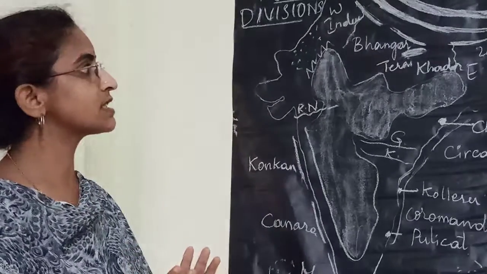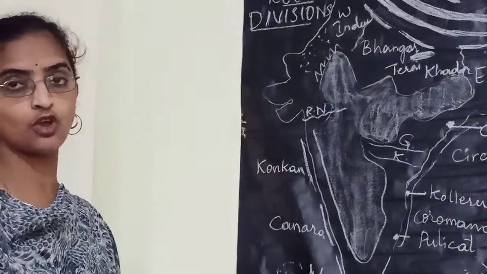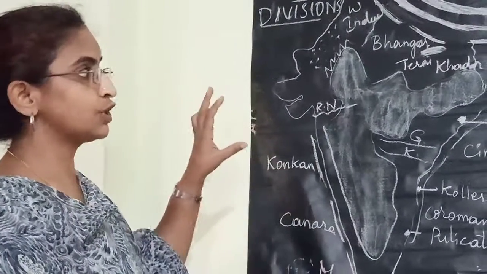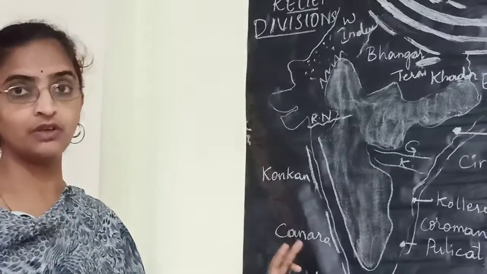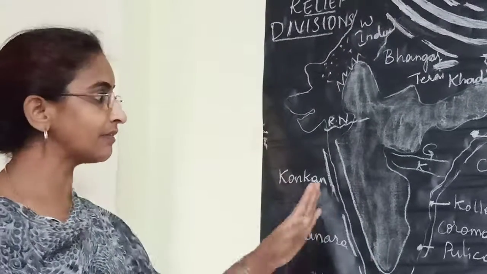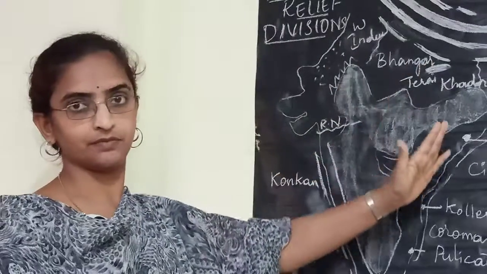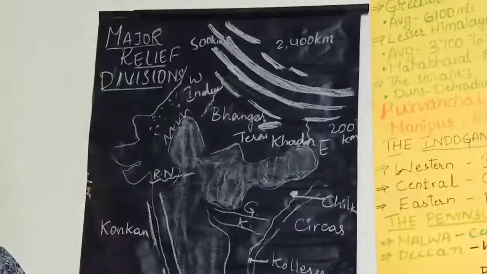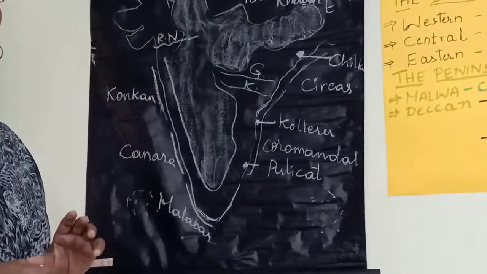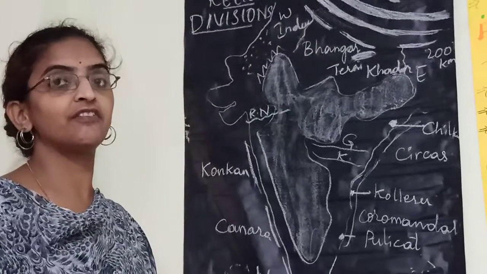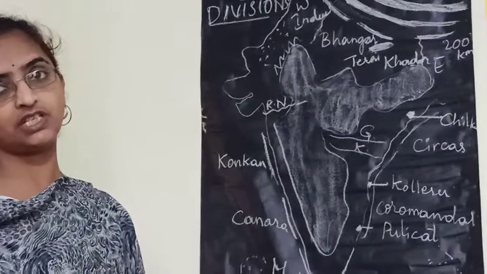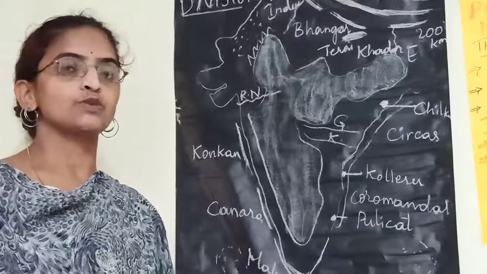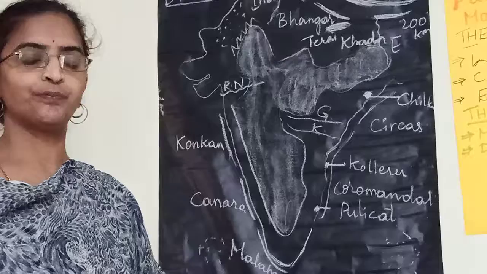So that is the geological location of India. As we discussed earlier, the geological location of India is quite suitable to have varied relief divisions. Because of this, the varied relief divisions provide the variety of vegetation found in India. So this is all about the lesson. I hope you have understood the topic. Thank you.